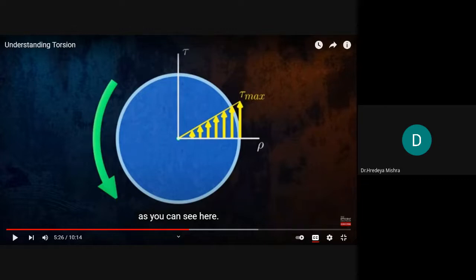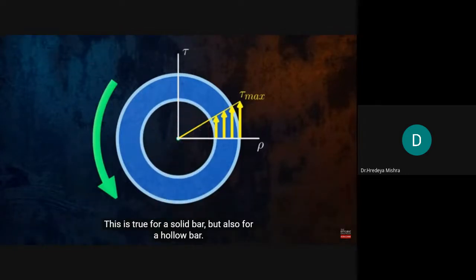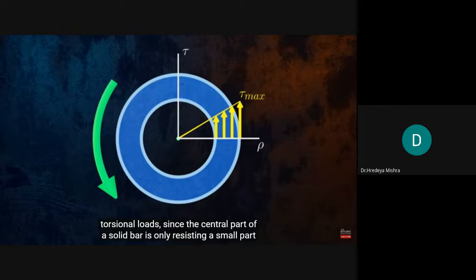Okay, so that is the explanation of why we go for the hollow shaft in comparison to the solid shaft. Let's play again. You can see here, this is true for a solid bar, but also for a hollow bar. This is useful to know because it means that hollow bars are way more efficient at carrying torsional loads, since the central part of a solid bar is only resisting a small part of the total load.